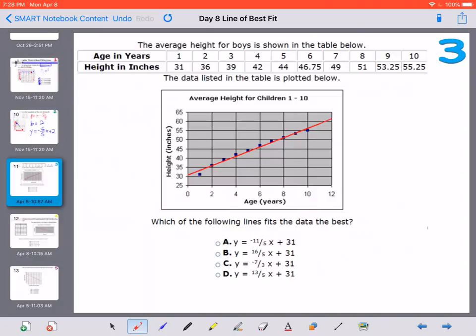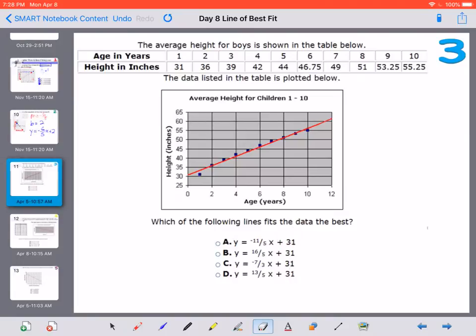Next one, it says the average height for boys is shown in the table below. And then it says the data listed in the table is plotted below. So they drew us a graph. Which of the following lines fits the data the best? Now, before we even do this, the first thing I'm going to look at is the y-intercept. All of our y-intercepts have 31. And that is exactly where we want them to be.